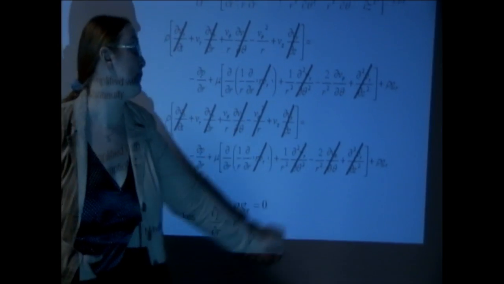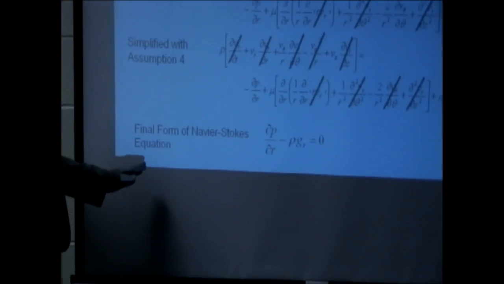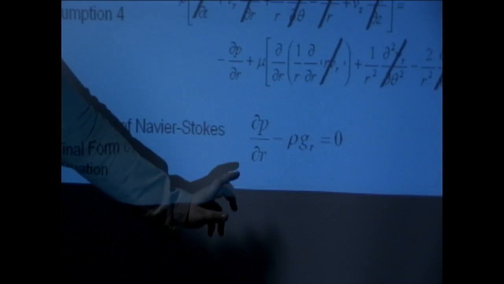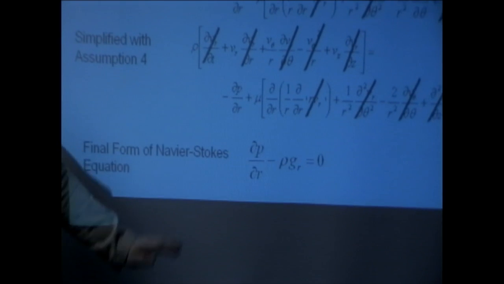We then simplify using assumption 4, which says symmetry about the axis, so all derivatives in theta have been crossed out as well. This yields the final form for the r component of Navier-Stokes, which tells us that the dynamic pressure for the r component is 0.